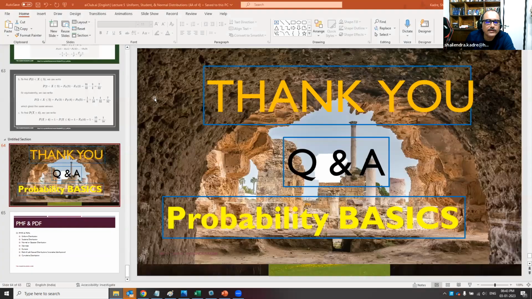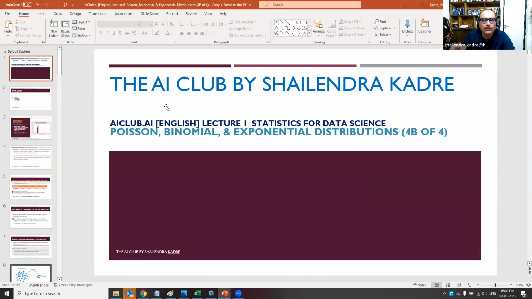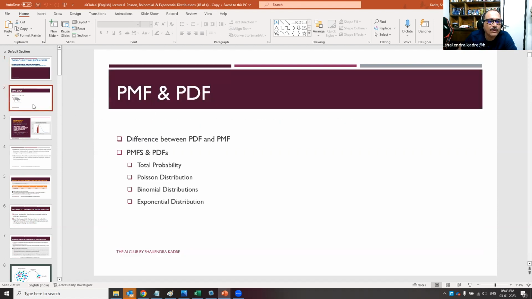Next, a couple of discrete distributions. Right now we studied the normal distribution, the student t distribution, and the uniform distribution. All three were for continuous numbers. Now we are going to see a couple of distributions which are for discrete numbers: one is the Poisson distribution, one is the binomial distribution. They are for discrete numbers.